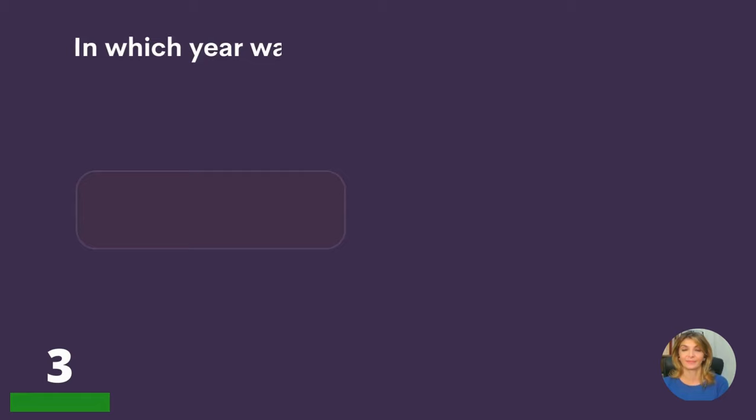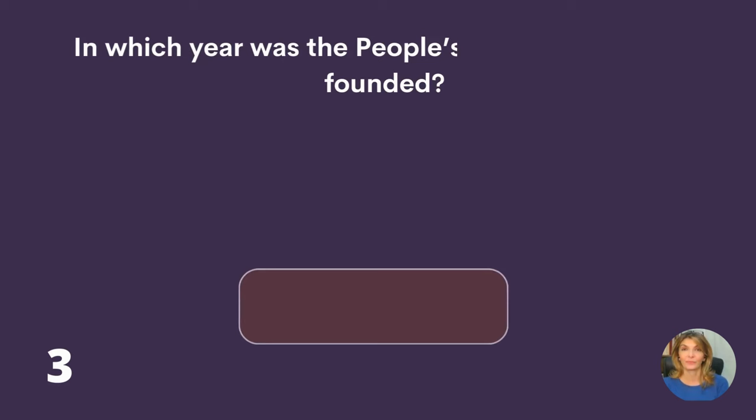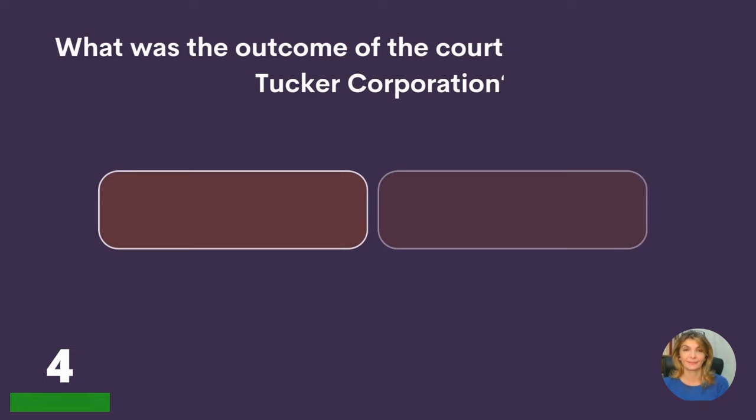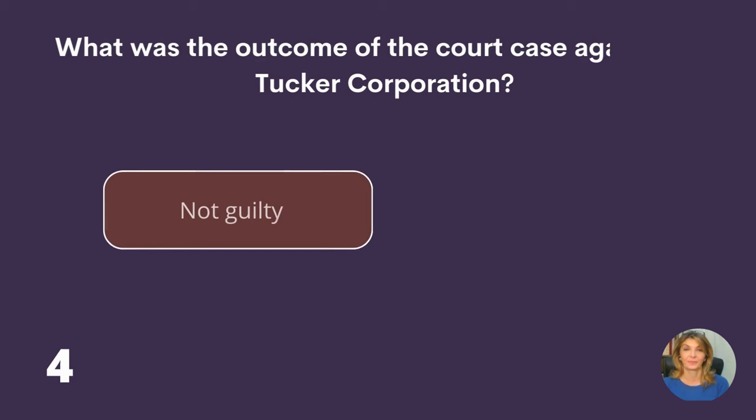In which year was the People's Republic of China founded? 1940, 1945, or 1949? 1949. What was the outcome of the court case against the Tucker Corporation? Not guilty, dismissed, or guilty? Not guilty.